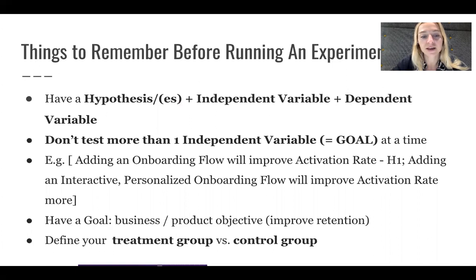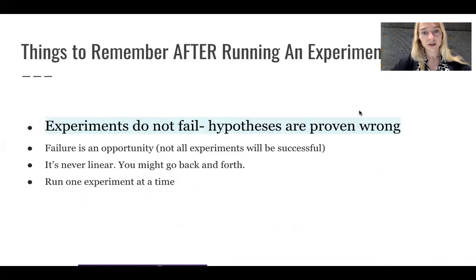Okay, having a goal, so a business or product objective, is super important. This should be, of course, related to your hypothesis. And then you also need to define your treatment group versus your control group. With Userpilot currently, you can only run A/B tests, so a test against nothing. Then nothing will be your control group, so the group that doesn't see a particular experience or that isn't subjected to a particular experimental condition, so not exposed to the independent variable, if you like. And the treatment group is the one that is exposed to this variable.